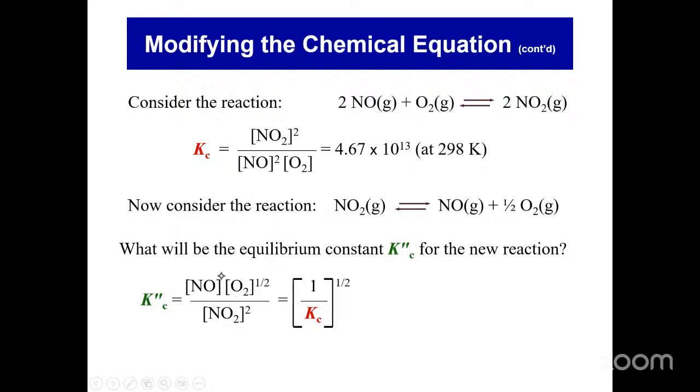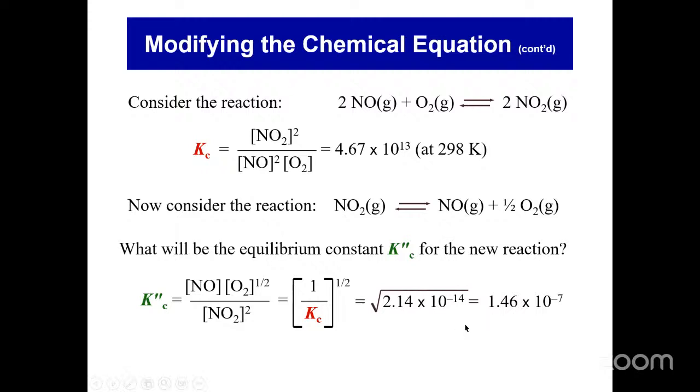So basically, in addition to flipping, which results in the new Kc being equal to 1 over Kc, you also have to find the square root of that because all the coefficients were divided by 2 from the old system to the new system, all right? So the Kc double prime will be equal to 1 over Kc raised to the half. We know that 1 over Kc already from the previous example is equal to 2.14 times 10 to the minus 14. So all we have to do is find the square root of that, and that will be equal to 1.46 times 10 to the minus 7, all right? So that's basically how that is done.